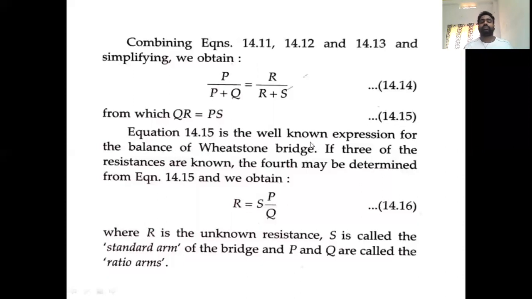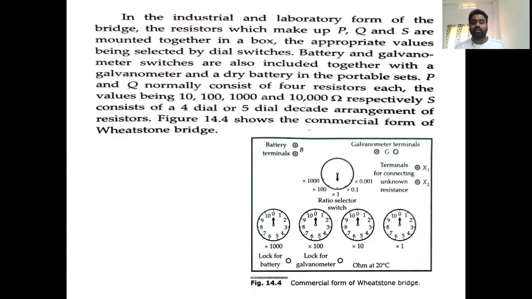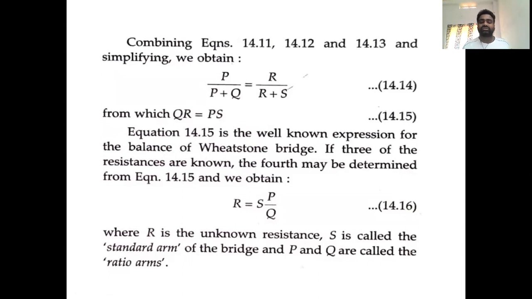How can we find the unknown resistance? From this expression, QR is equal to PS from the standard expression. So the value of R is equal to S into P by Q. This is how we calculate the unknown resistance from the known values.